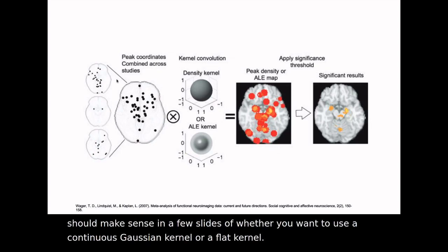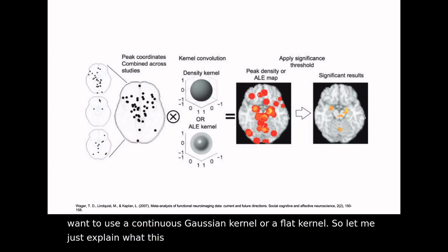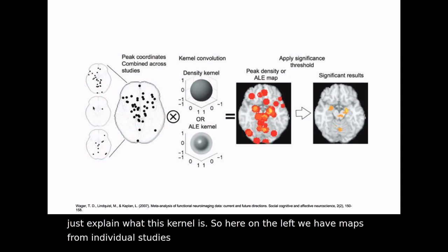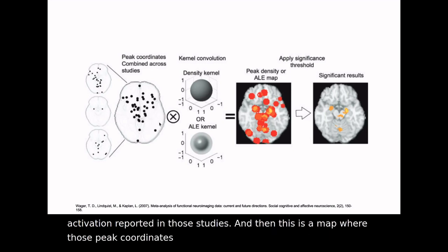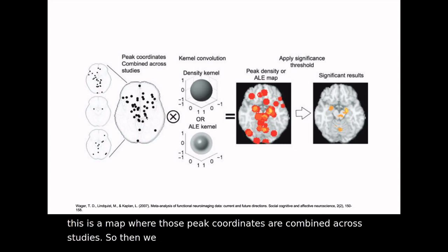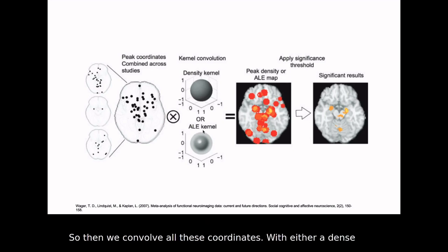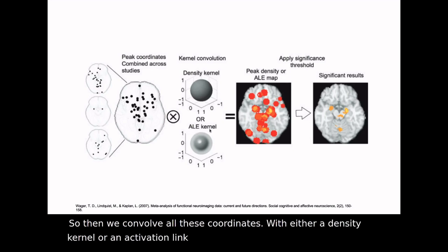So let me just explain what this kernel is. Here on the left we have maps from individual studies. The black dots are the coordinates of peak activation reported in those studies. And then this is a map where those peak coordinates are combined across studies. So then we convolve all these coordinates with either a density kernel or an activation likelihood estimation kernel.